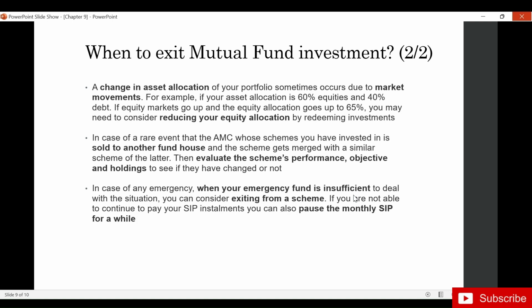Finally, you can consider exiting your mutual fund investment in case of an emergency, when your emergency funds are insufficient to deal with the situation. Also, if you are unable to pay your SIP installments for whatsoever reasons, you can also pause your monthly SIP for a while. So, these were the 6 cases when you can consider exiting your mutual fund investments.